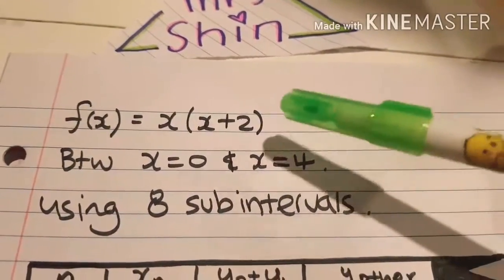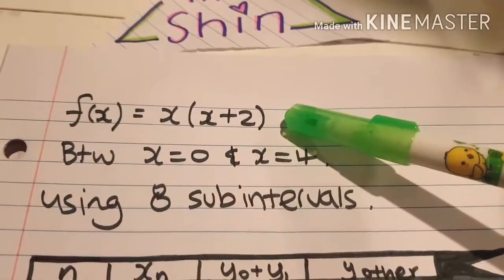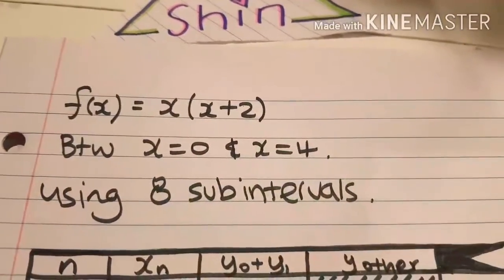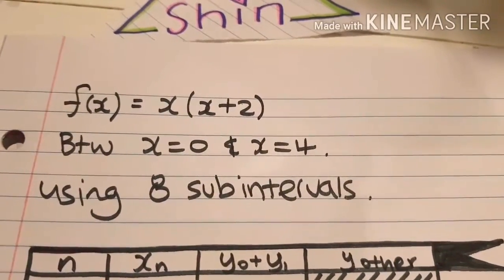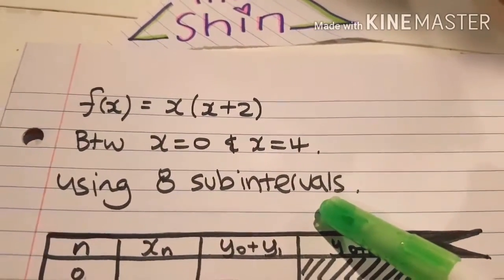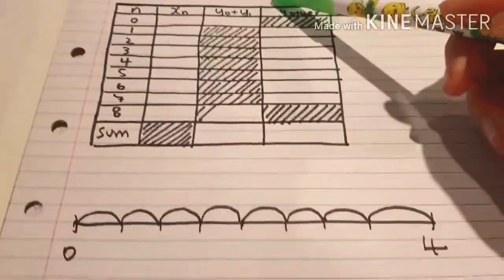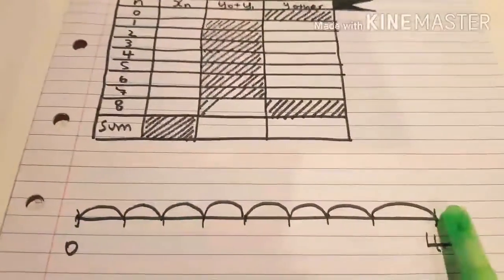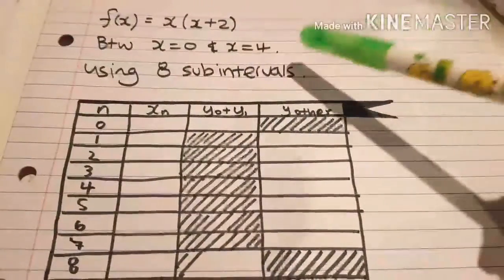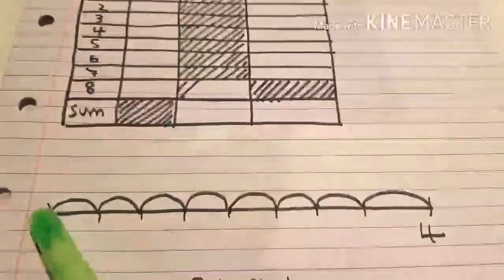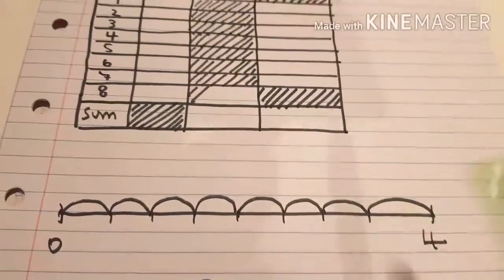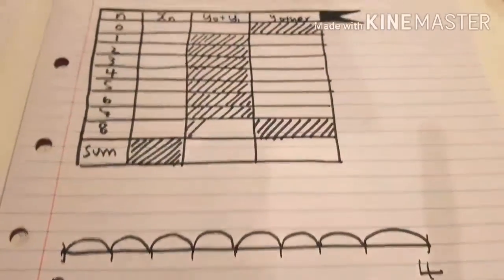This is the question: I want to find the area under the curve between x is 0 and 4, using 8 subintervals. It's really hard to draw all 8 trapeziums, so I drew a number line from 0 to 4 with 8 intervals: 1, 2, 3, 4, 5, 6, 7, 8 intervals.